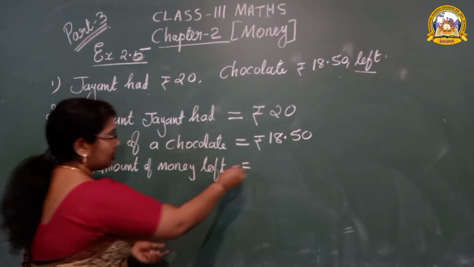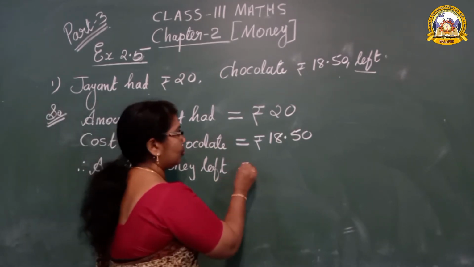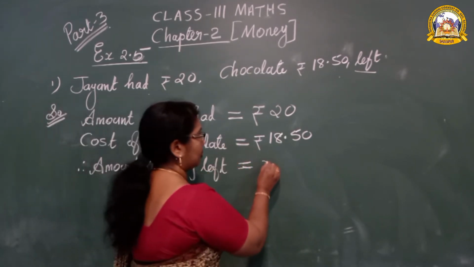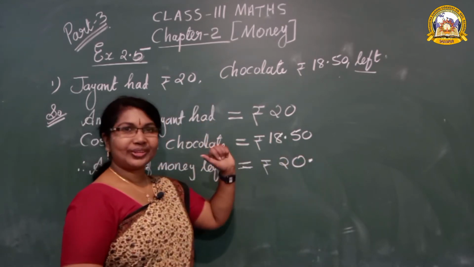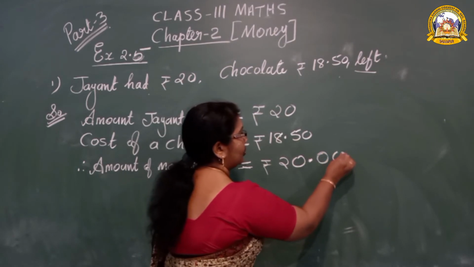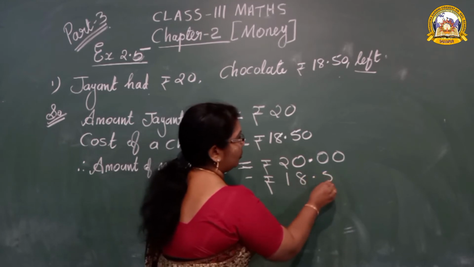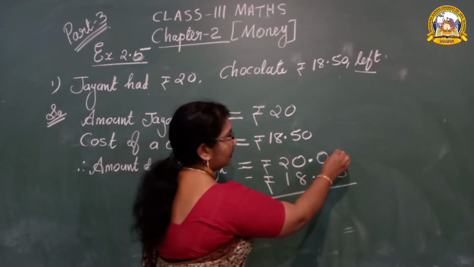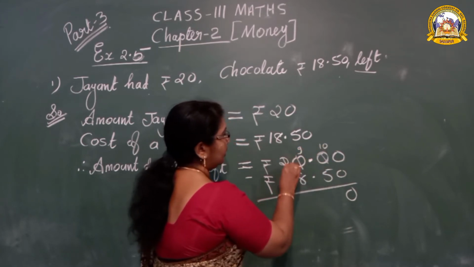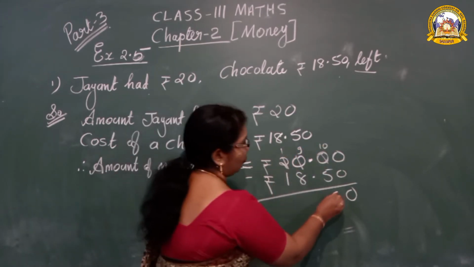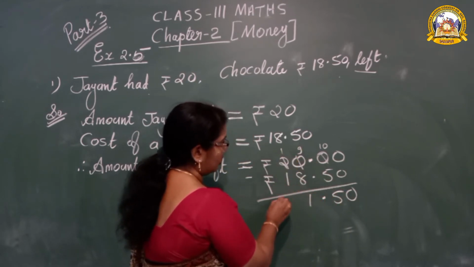Money left. Otherwise you can write in easy method, money left or amount left. So what do you have to do? We have to minus both. Rupees 20.00, what do you have to write? You should write 20.00 minus rupees 18.50. 0, this became 10, this became 9, here is 1. So 5, 9 minus 8, 1, 1 minus 1, 0.